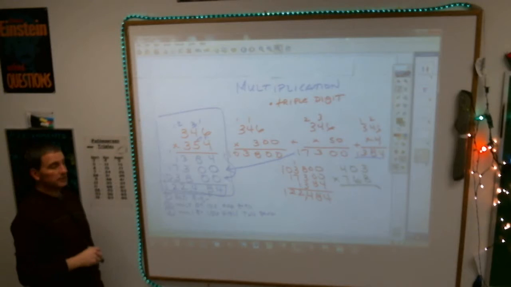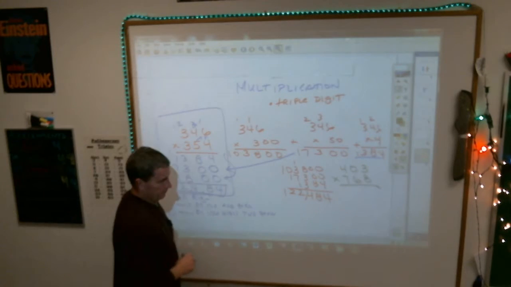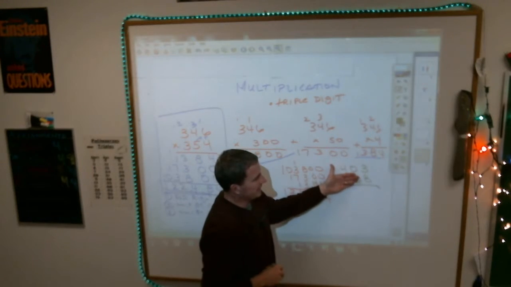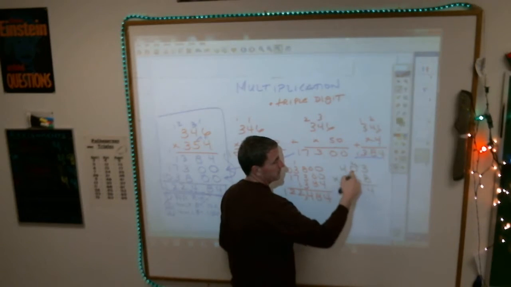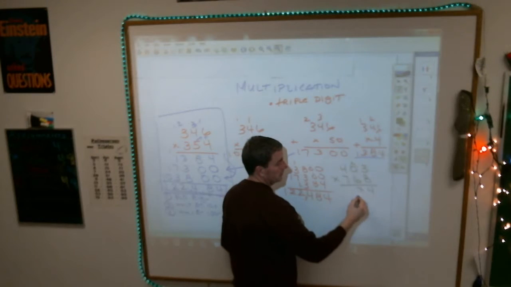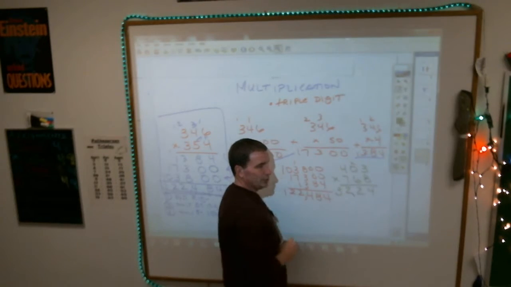I will do this one, and then I'll let you try one. So, start with multiplying by the 8. 8 times 3 is 24, carry the 2. 8 times 0 is 0, plus 2 is 2. 8 times 4 is 32. What do I do next?